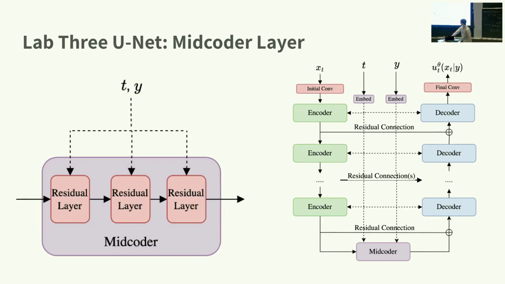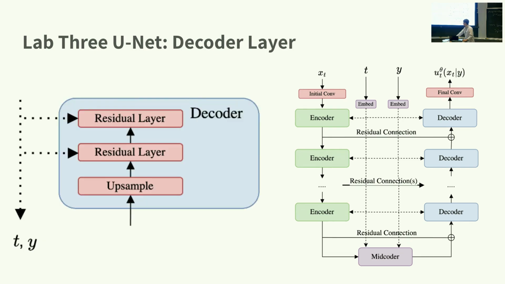Similarly, and I'm going through this fast just because I don't have a ton of time right now, but you'll get to explore this in the third lab, the midcoder has three residual layers, not super exciting. T and Y are fed into both of them. And the decoders essentially just reverse the operation of the encoders. They just upsample, so they go from maybe 512 channels by 8 by 8 pixels to 256 channels by 16 by 16 pixels, for example.